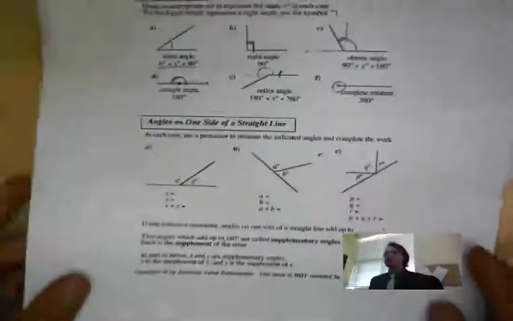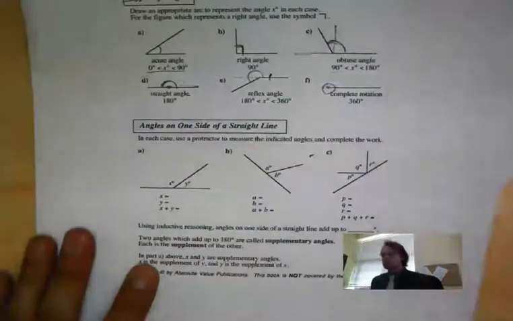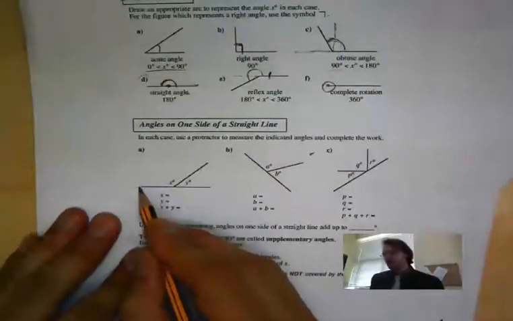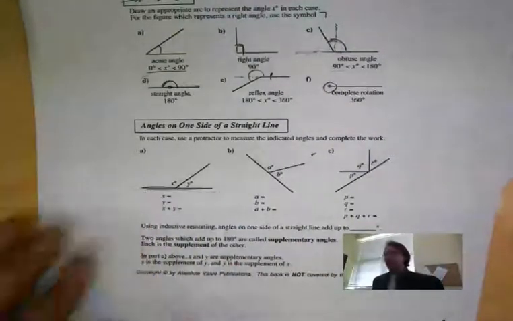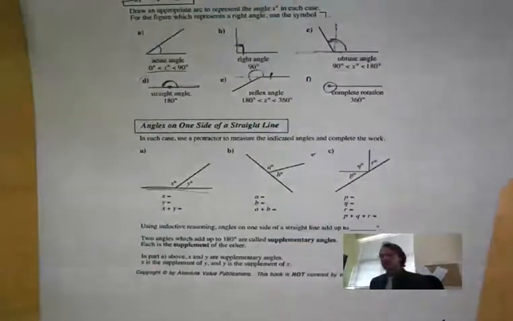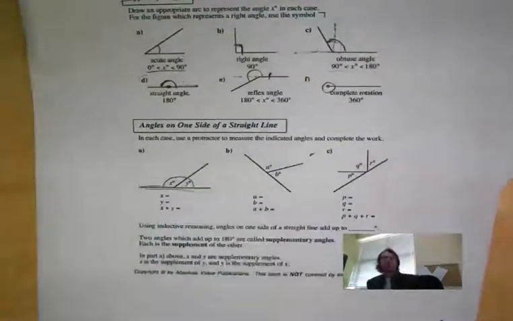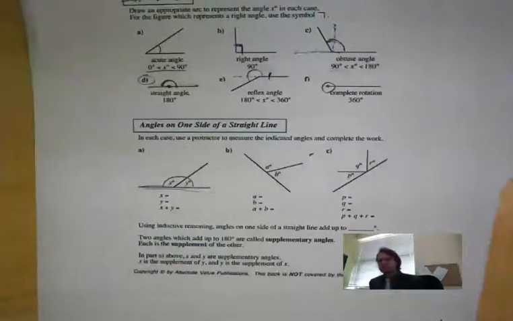It is very important that you know those definitions. So let's take a look here. Angles on one side of a straight line. So if we're looking at angles on one side of a straight line, I have a straight line right here, and I want to find the angles on one side of it. Well, what is the angle of a straight line? What is always the angle of a straight line? We have that up here in D. So let's see what happens here.